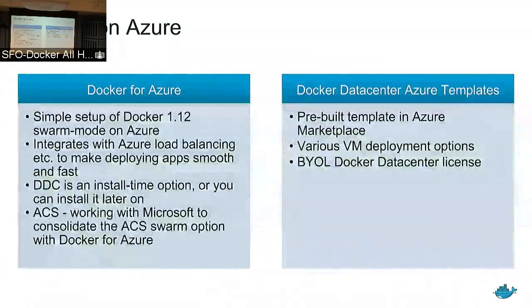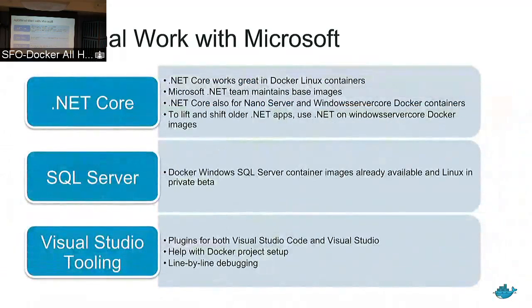We're doing other stuff with Microsoft, including Docker for Azure, which right now is Linux only, but we'll be adding Windows support. Docker for Azure is a really simple way to set up Docker 1.12 on Azure, and you get full Swarm mode, and we integrate with Azure load balancing to make it a really great experience. If you're interested in Docker Data Center, there are easy-to-try templates on Azure. Some of the other work we do is with the .NET team, both to make the full .NET framework work well in Windows containers and to make .NET Core work really great in both Linux and Windows containers.